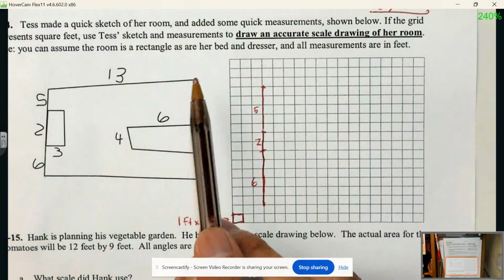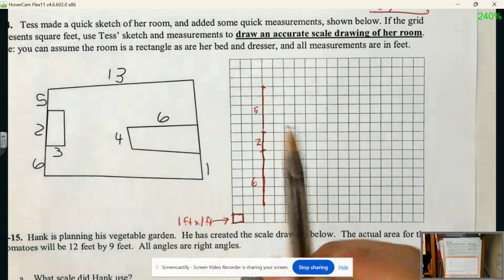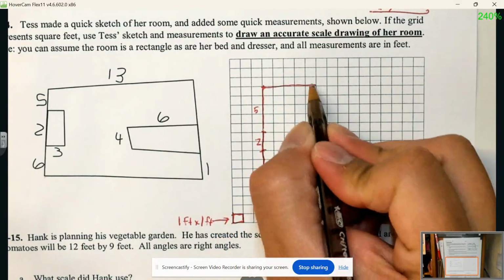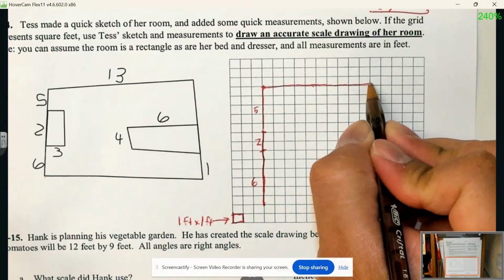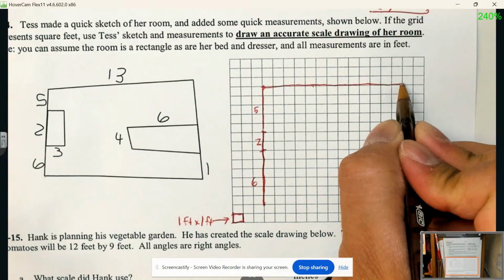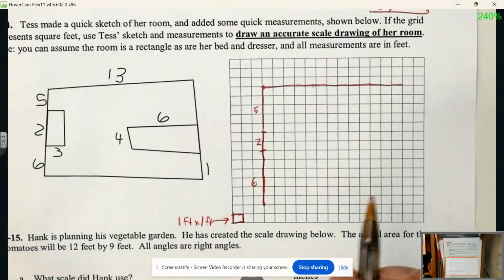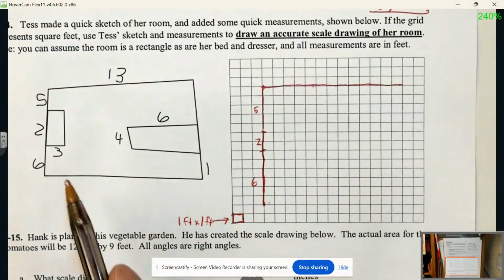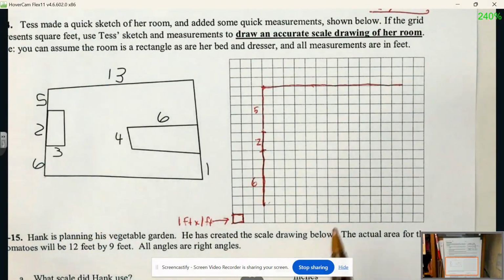And then this room has an overall length of 13 feet. So let's go 13 feet. That's 5, 10, 11, 12, 13. Okay, and then since it's a rectangle, we know that this bottom base is also 13 feet.